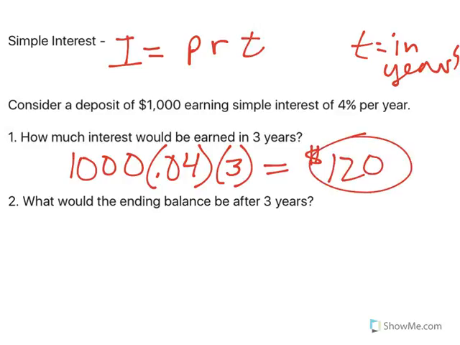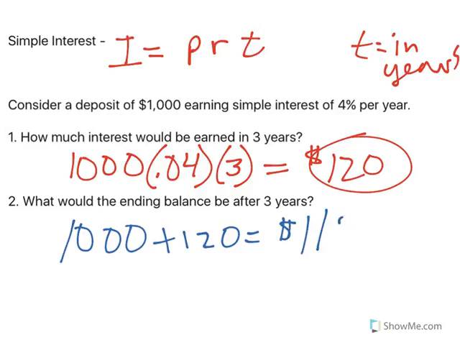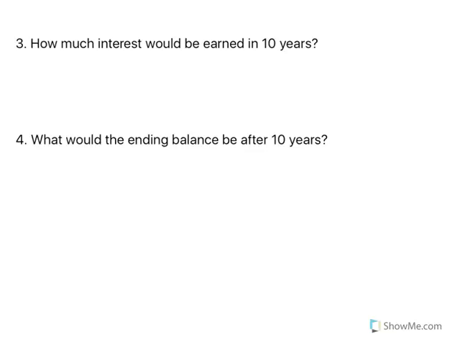So in part two, how do you find the ending balance? Well, if I started with $1,000, and now we're depositing, right? This is money in the bank. This is good interest. So if I earned $120 in interest, my balance is $1,120. Same deposit. Now let's say this is in for 10 years.